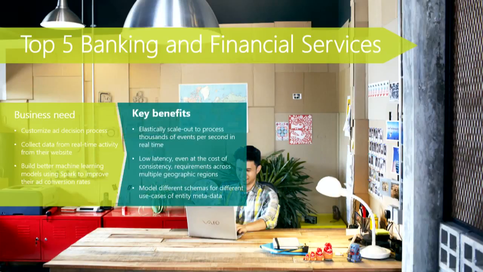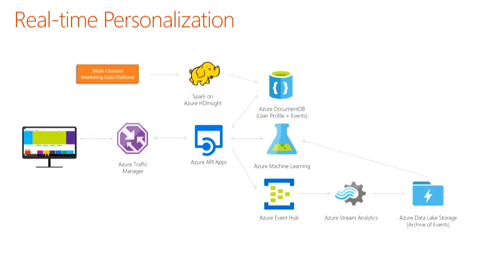They also capture a lot of real-time behavior from the user, so they know that if they're shopping for credit cards, they should recommend a credit card. If they're shopping for mortgages, maybe recommend that instead. They use Spark to build a model for this, and then they store all of the user profiles in DocumentDB, mostly for these low latency characteristics, but also for the ability to scale out and handle lots and lots of events in real time.